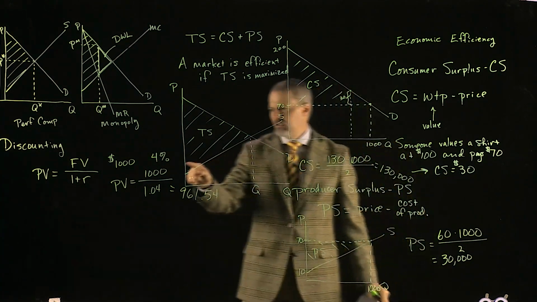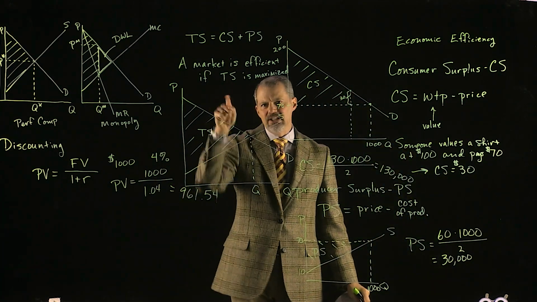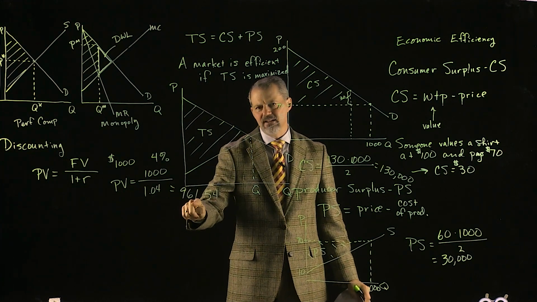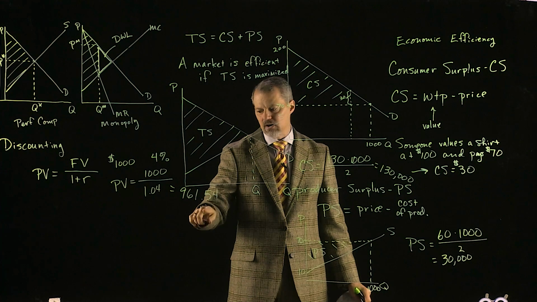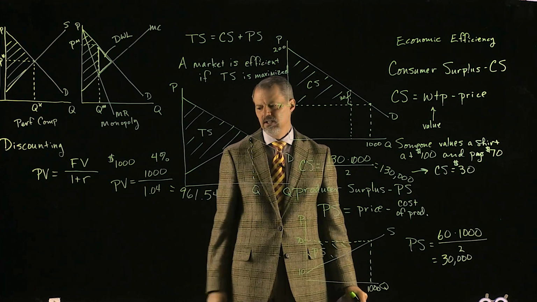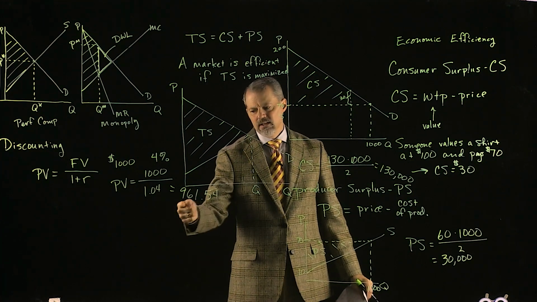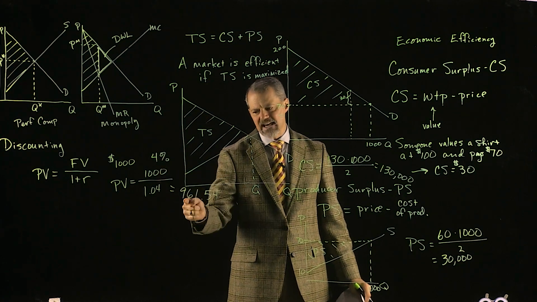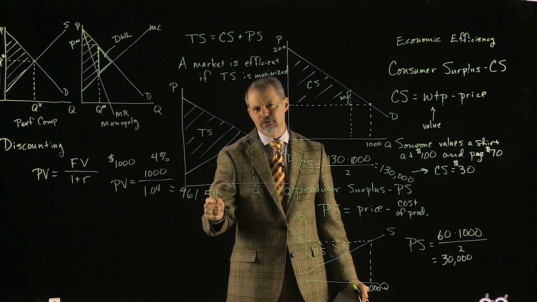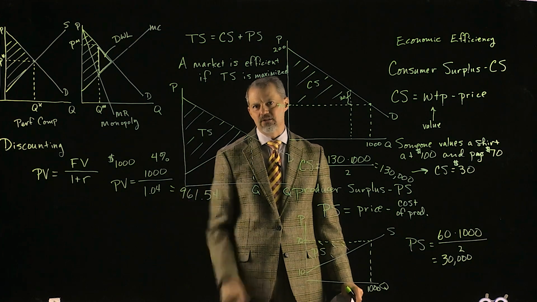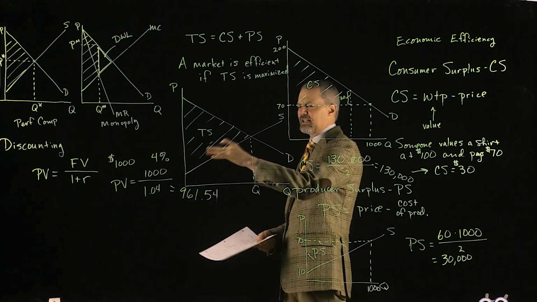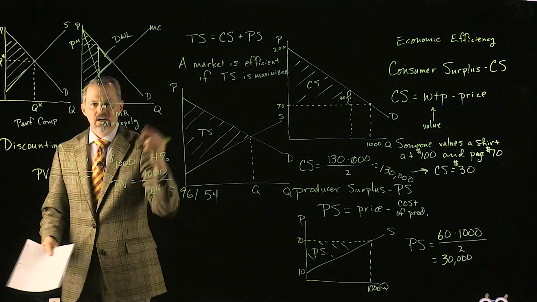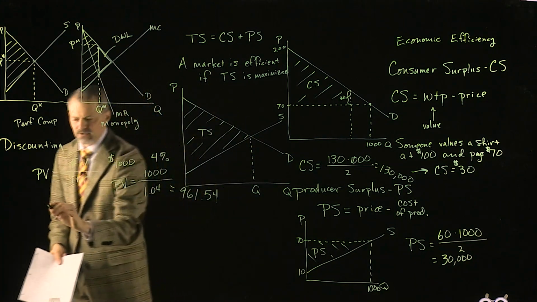So having $1,000 in 1 year at 4% interest is the same as having $961.54 right now. Because if you took this and put it into an account that was earning 4% interest, that $961.54 would turn into $1,000 in 1 year. So that's discounting if we're just talking about 1 year.